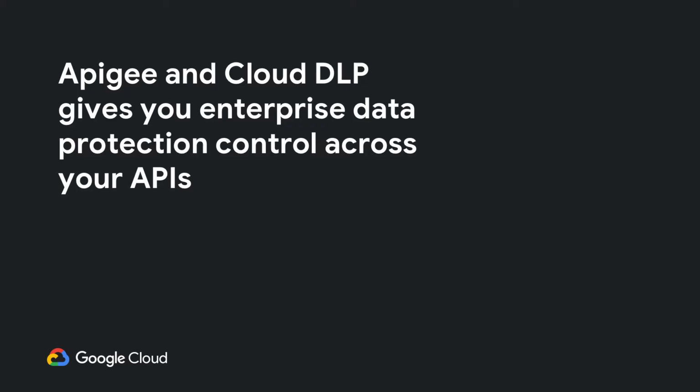So really, with Apigee and Cloud DLP, how can we give your enterprise that data protection across your APIs? Admins can apply this from an admin perspective, or developers can take advantage of it as easily as Krispal showed earlier, just applying an extension and deploying this. So let's walk through a couple examples.